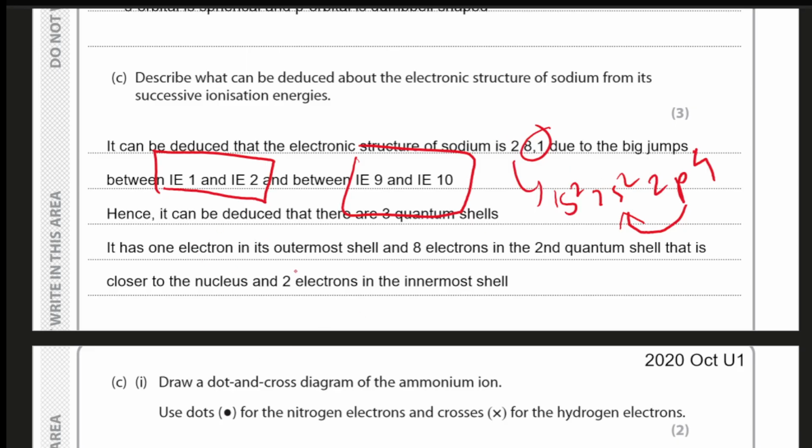Since it has one electron in its outermost shell and eight electrons in its second quantum shell, we can say these are closer to the nucleus compared to the outermost electron. So obviously if they're closer to the nucleus, more energy will be required compared to the one electron which is removed from the outermost shell. This is the reason why, by judging from the electronic configuration of sodium, we can deduce its successive ionization energies.